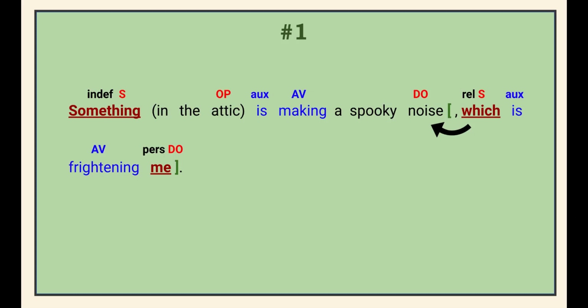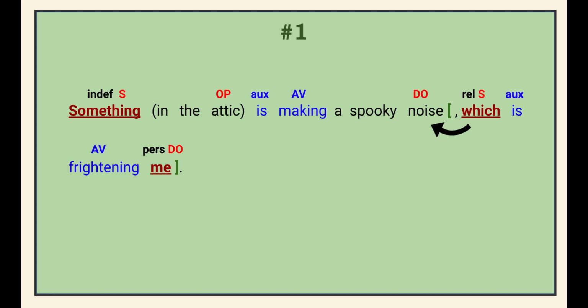Number 1. Something in the attic is making a noise which is frightening me. The verbs in this sentence are is making and is frightening. The pronouns begin with something. It is an indefinite pronoun and it is acting as the subject of the verb is making. Remember, the subject will not be found in the prepositional phrase, which is why I have labeled the object of the preposition attic.